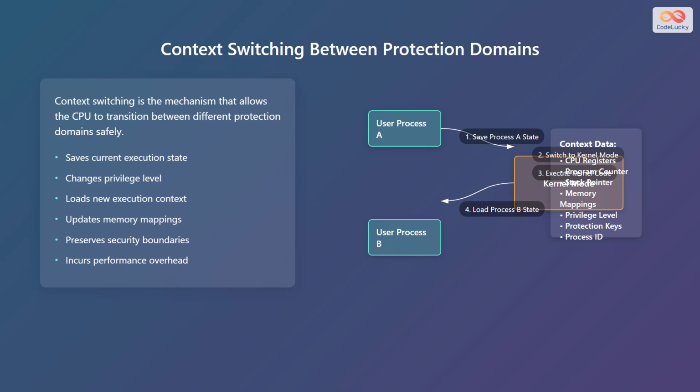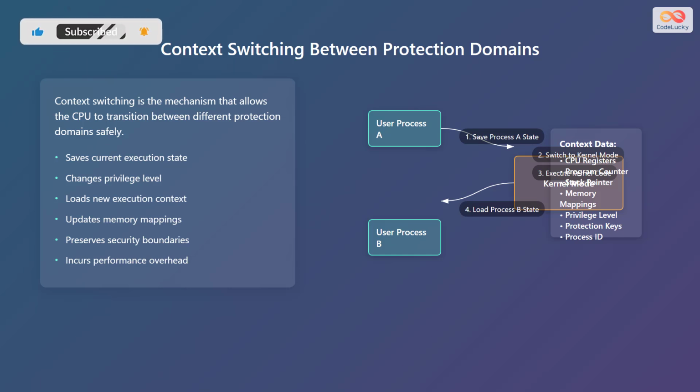Context switching is the mechanism that allows the CPU to transition between different protection domains safely. It involves saving the state of the current process and loading the state of the next process to be executed. Here are some key points about context switching. First, it saves the current execution state. The operating system saves the current state of the process, including the CPU registers, program counter, and stack pointer.